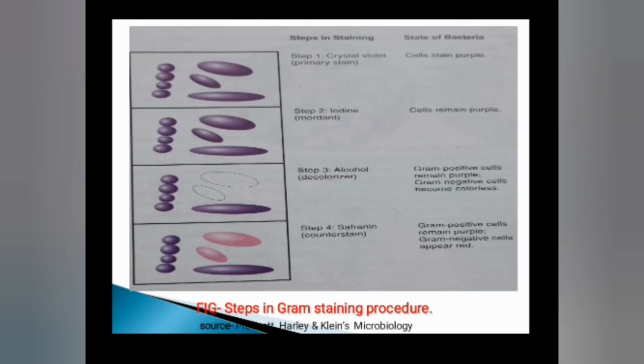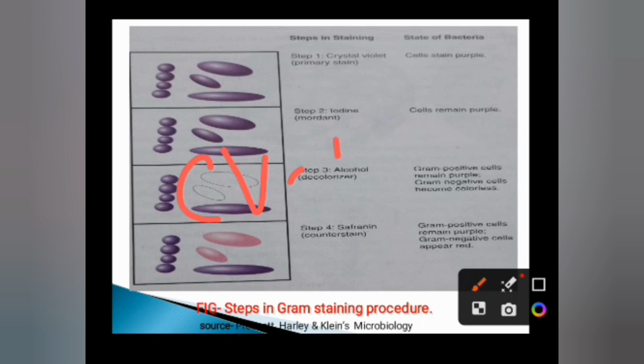Here the steps of the gram staining procedure are briefly mentioned. First, the primary stain crystal violet is added. After addition of the crystal violet, the cells of the bacteria stain purple. Next, the mordant iodine is added, which forms the CVI complex, the crystal violet iodine complex, and the cells remain purple.